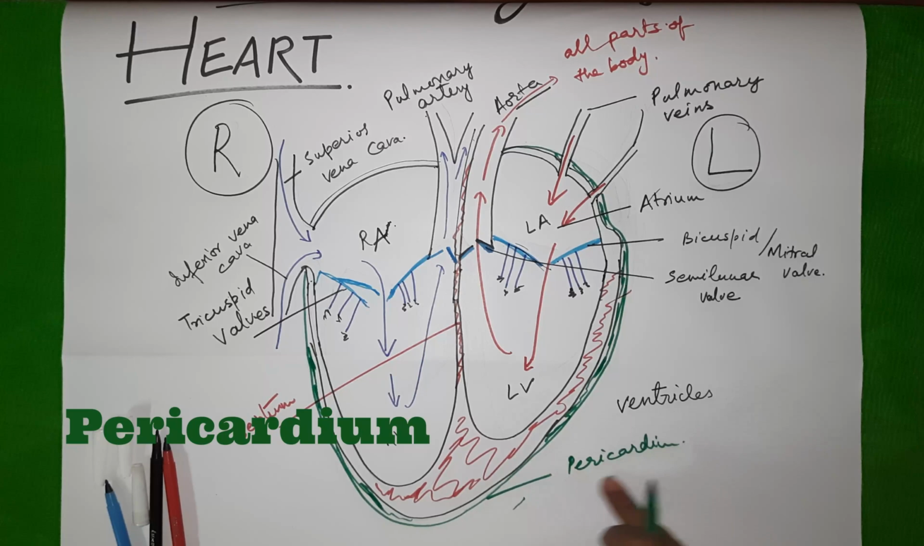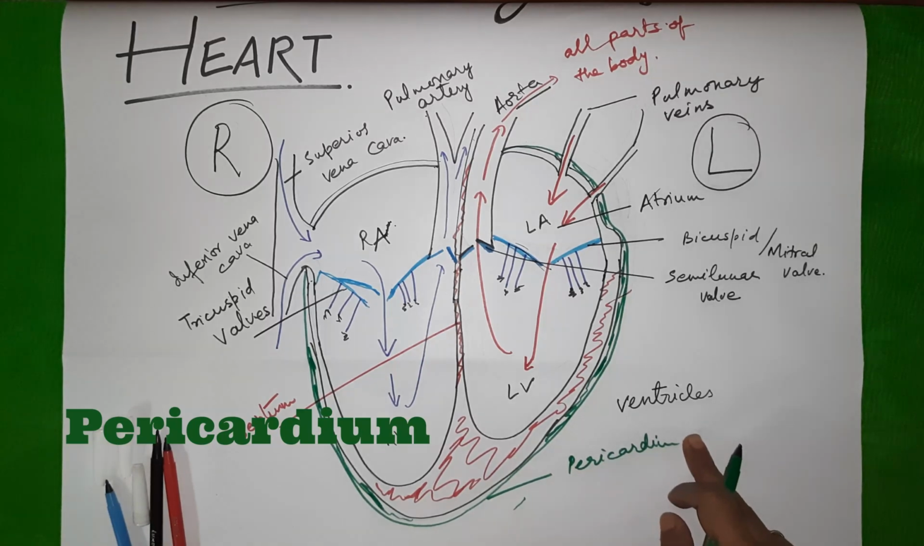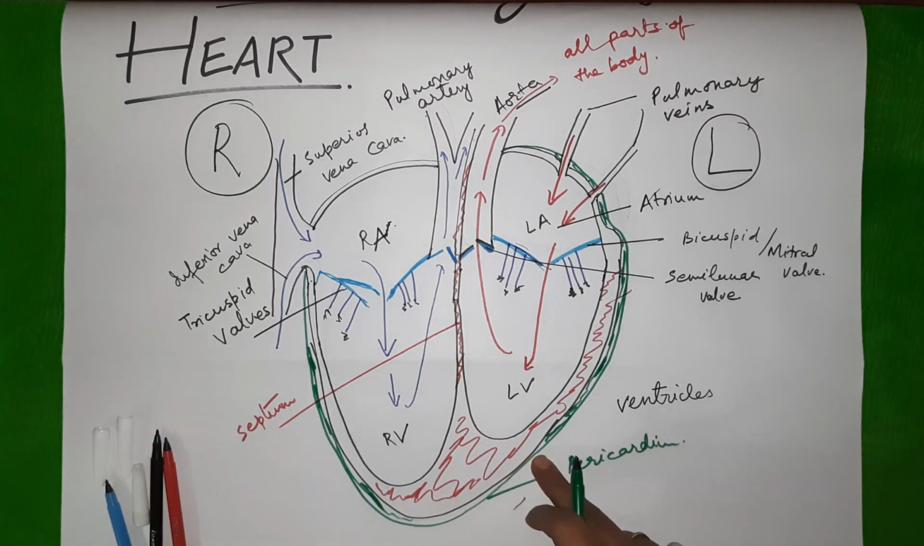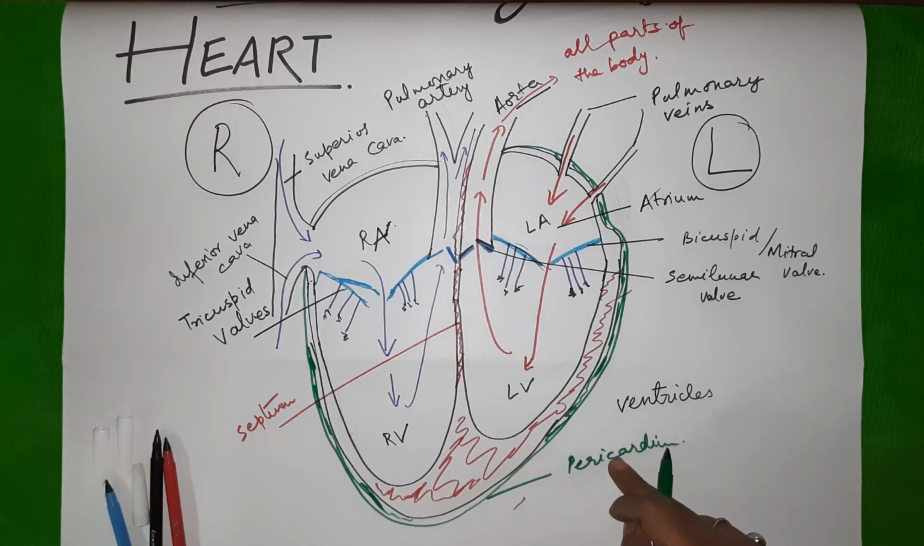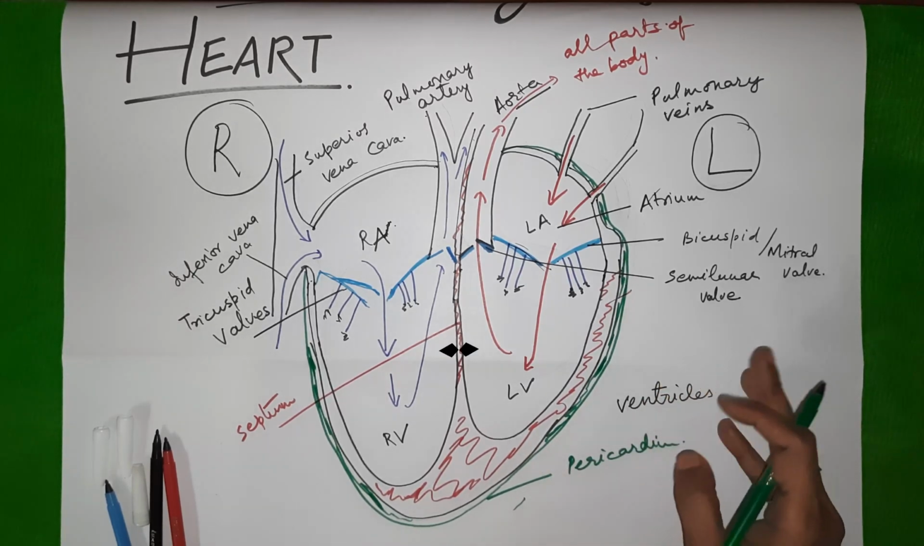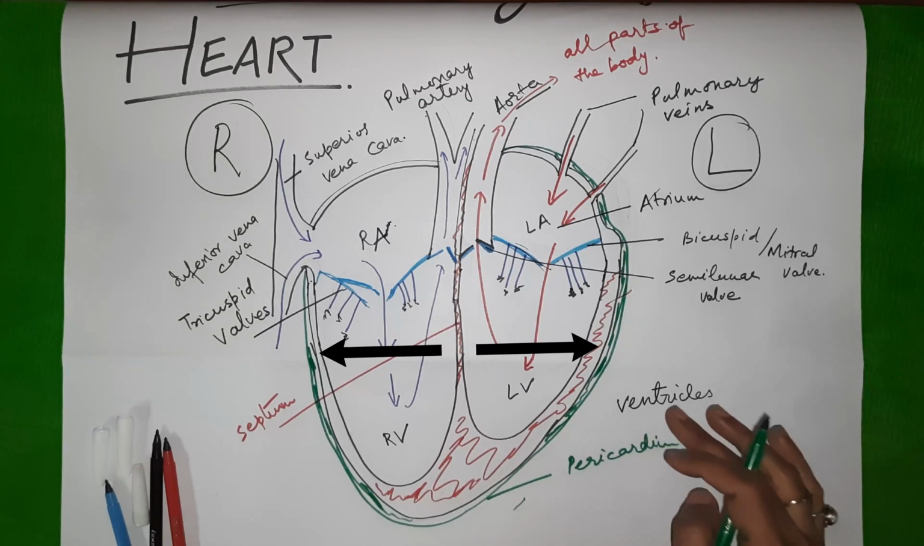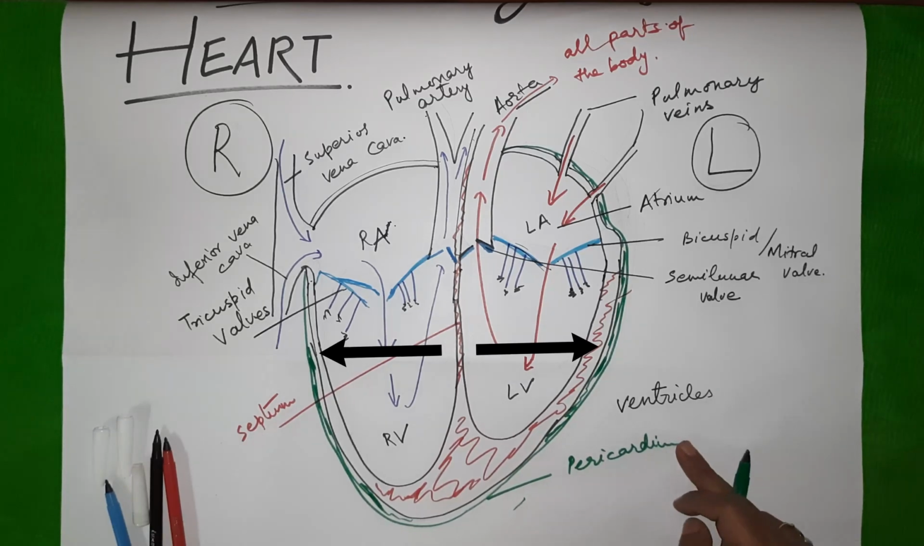So the pericardium is a double membrane, and in between these two membranes a liquid is filled, which is called the pericardial fluid. What does it do? It prevents friction between the two membranes, and this pericardium helps in the protection of the heart. It does not allow the heart to over expand. Though it will expand and contract, to prevent over expansion this pericardium is very helpful.